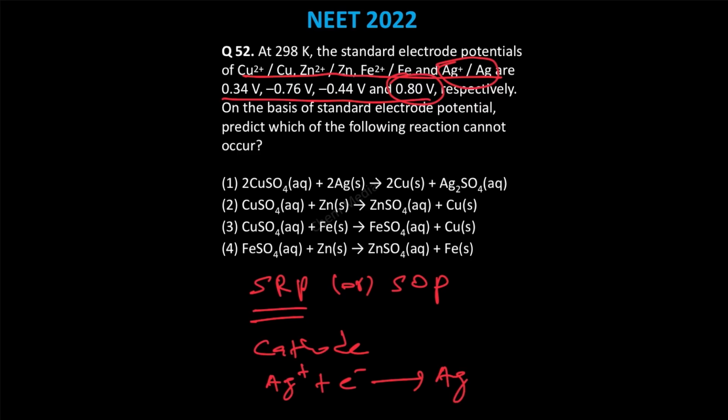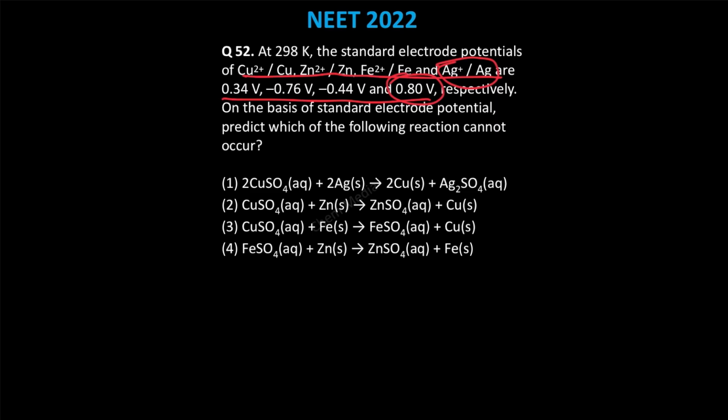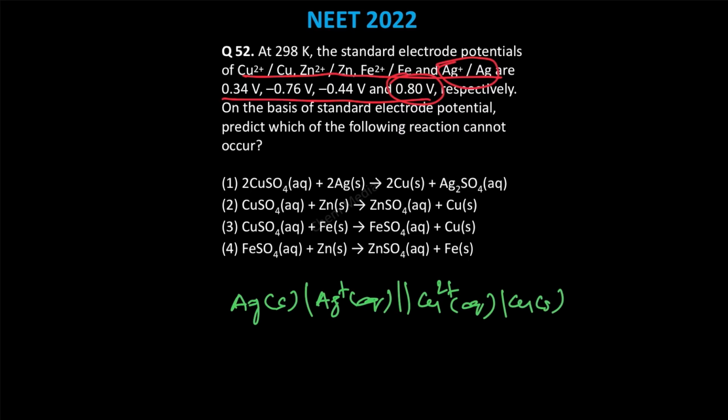But if you look at the first reaction, silver is going from 0 to plus 1 oxidation state. That cannot happen. Therefore, answer 1 is correct. Because if I write a cell notation for reaction 1, then I have to write it this way: Ag solid, then phase boundary, then Ag+ in the aqueous medium, then salt bridge, then Cu2+ in the aqueous medium, and then Cu solid.